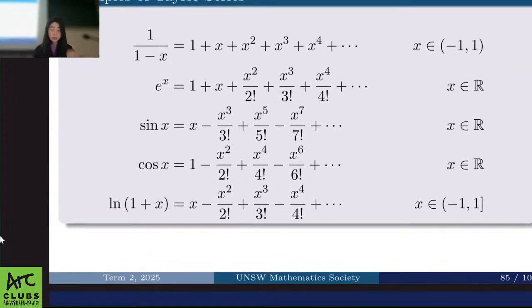Right, so here are some classic examples of Taylor series. It's good if you can memorize these, but if you can't, they're also listed in the textbook.